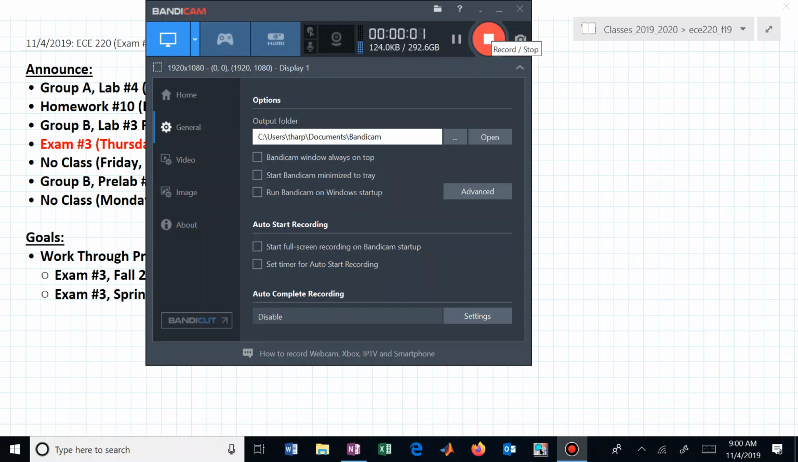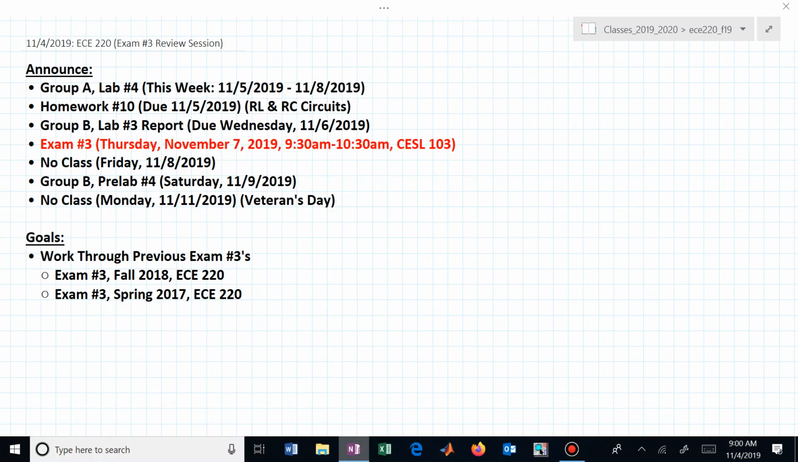Welcome back to ECE 220. This is the week for exam number 3. Exam number 3 is on Thursday, and it will cover homework assignments 7, 8, and 9, I believe. So this is op amps and inductors and capacitors.